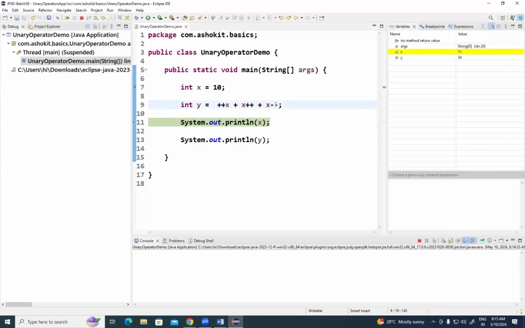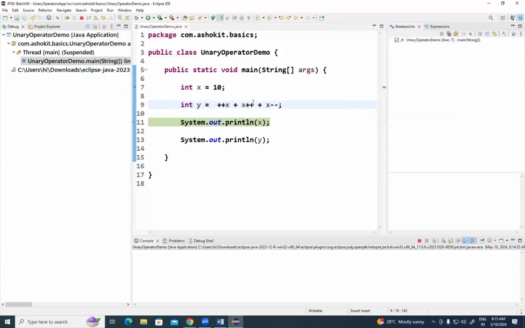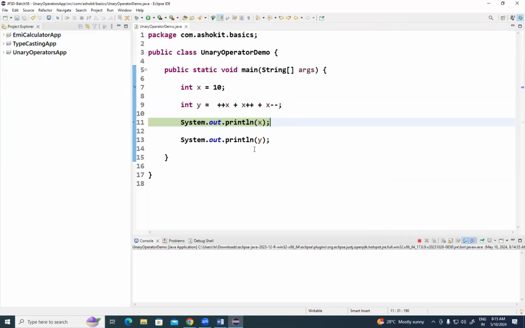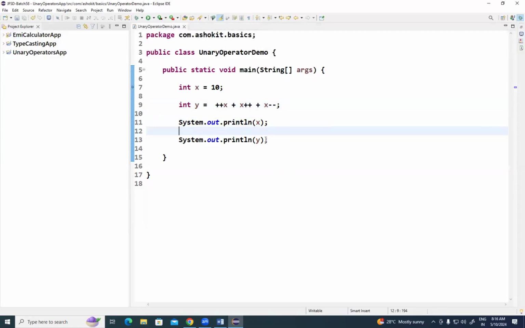Actually, it is executing from left to right here. But as per the operator precedence, which should execute first? Postfix. Then it should execute prefix. Are you getting my point? It is executing from left to right. If it is executing from left to right, we are getting the output as Y value 34. But it should not execute from left to right. It should execute first postfix, then prefix. Again, I want to tell you, this operator precedence table I collected from the official Oracle website only.